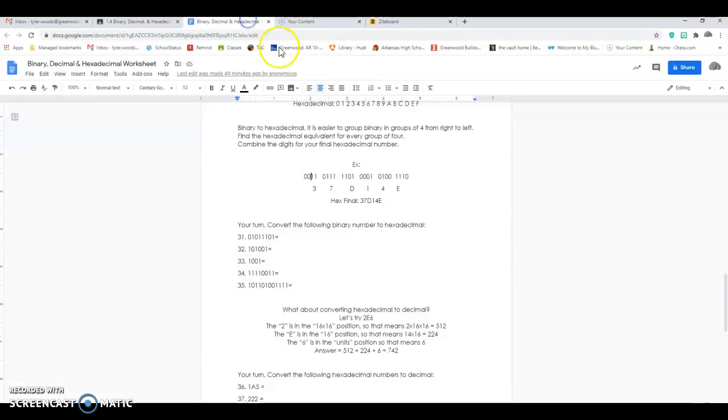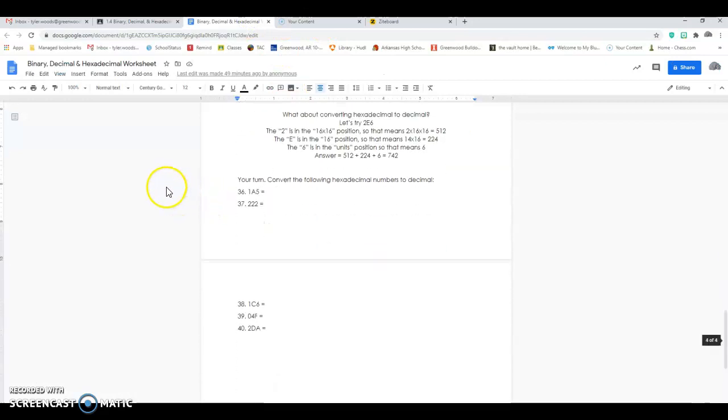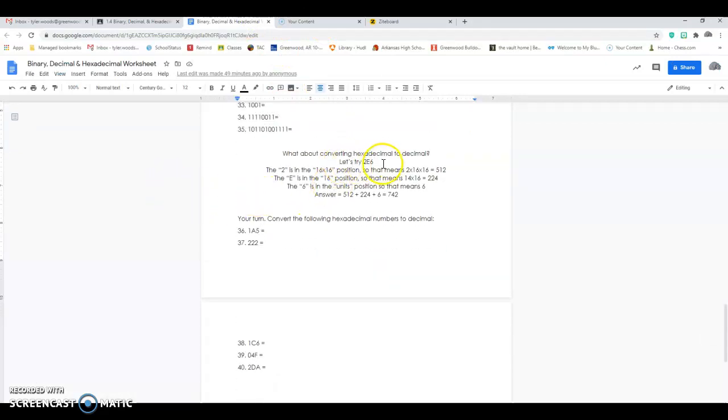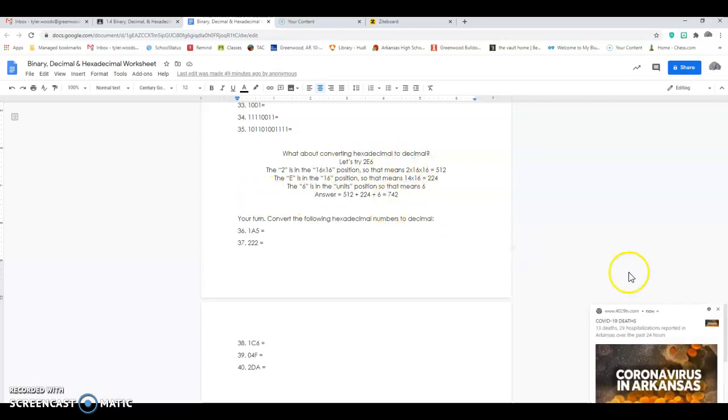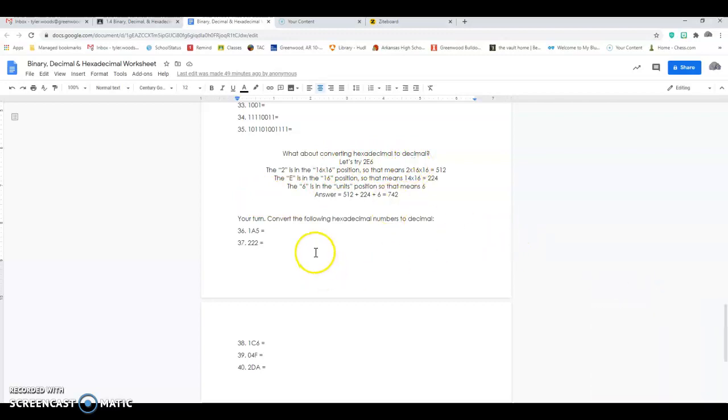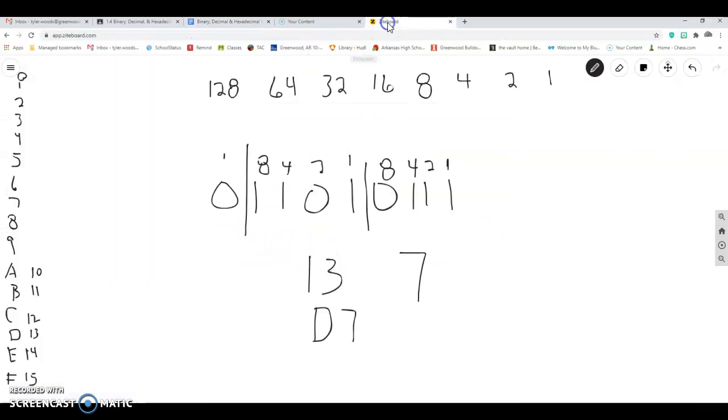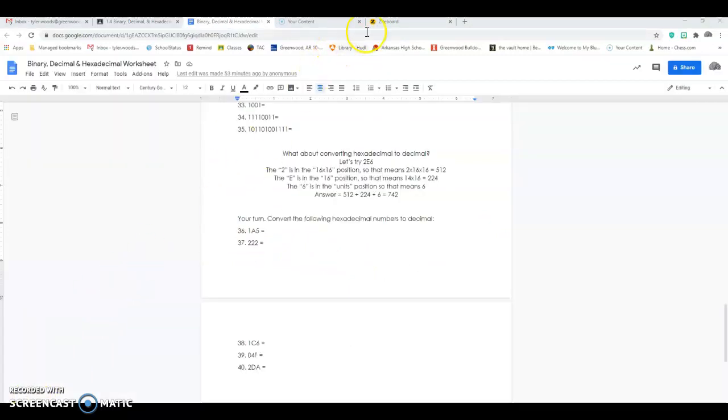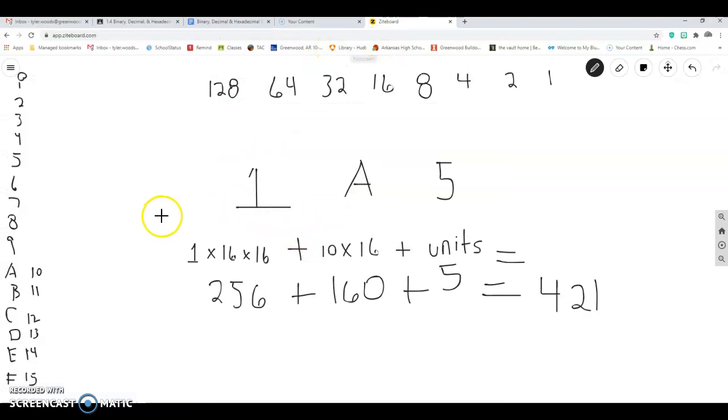The very next part, the last part of our worksheet, is going to be converting hexadecimal back to decimal. This is an easy way to do this, and my first one is 1A5. I've taken it to my virtual whiteboard and it looks like this. I wrote 1A5, and this is the way you do it. It's pretty easy, but it's going to be hard to explain on video, so I'm going to do the best I can. I'll also try to post a video of someone else explaining it, so if you can get more out of that, that's fine.